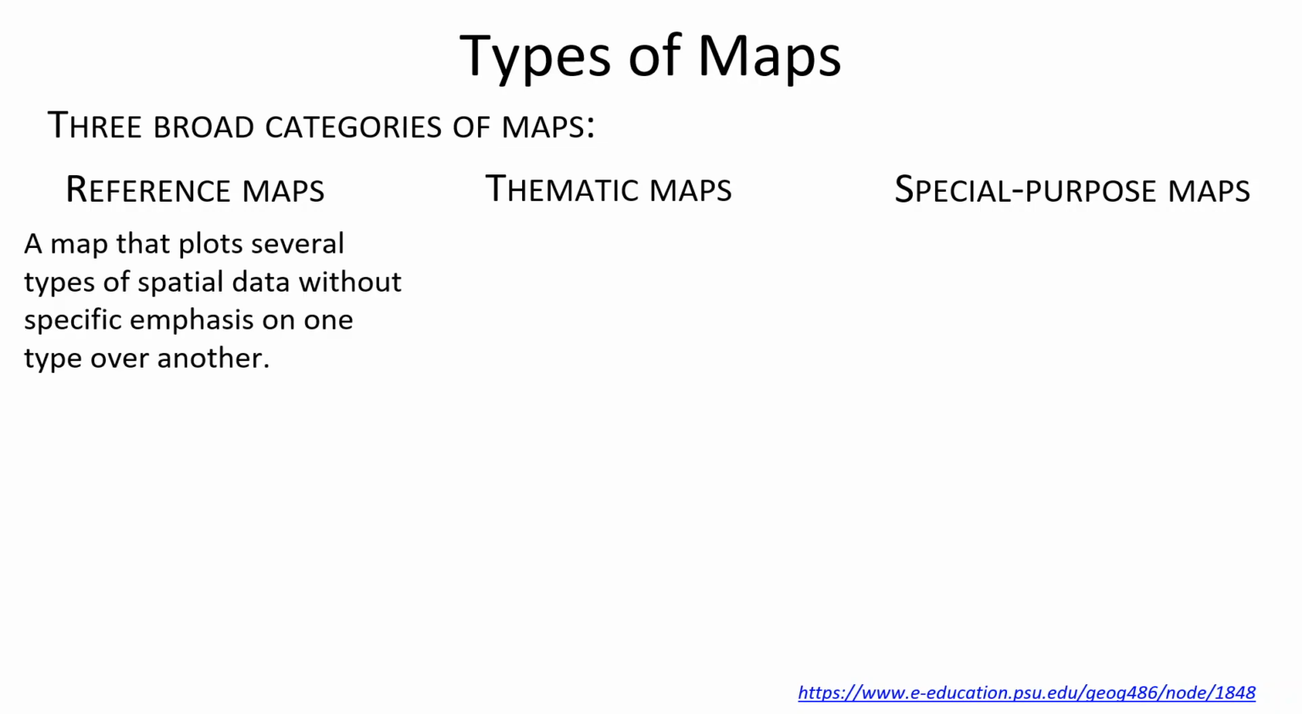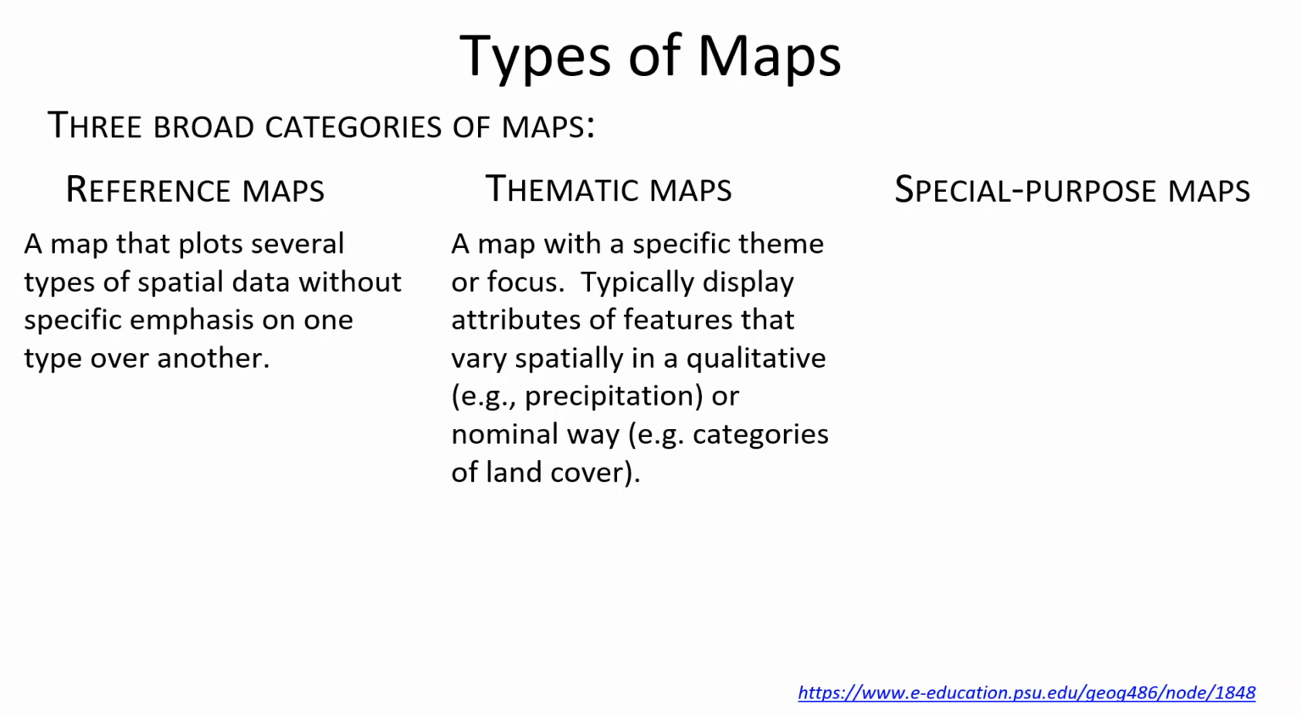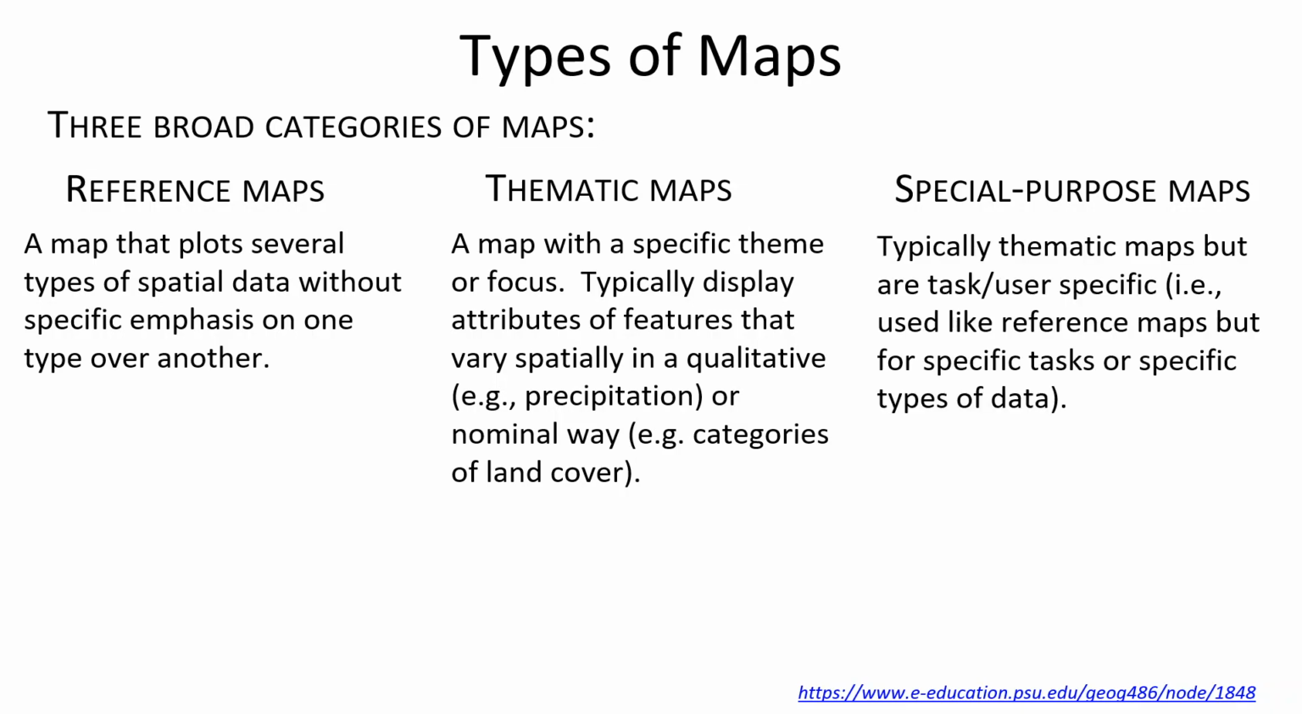So, a reference map has several types of spatial data without a specific emphasis on one thing. This is thematic displays, like precipitation, like land cover, like the amount of, I don't know, different minerals and whatever the case is, right? Different kinds of vegetation, right? It's not necessarily, but if I'm looking for spruce trees, I want a different map than a thematic map. A thematic map might be all vegetation or all different types of vegetation. Is it a boreal forest, whatever, or is it tundra? And then a special purpose map is for a particular task.